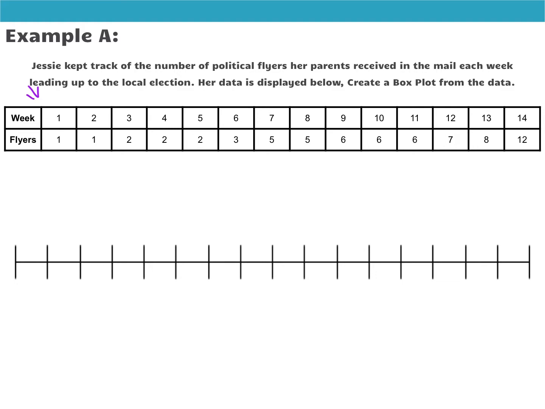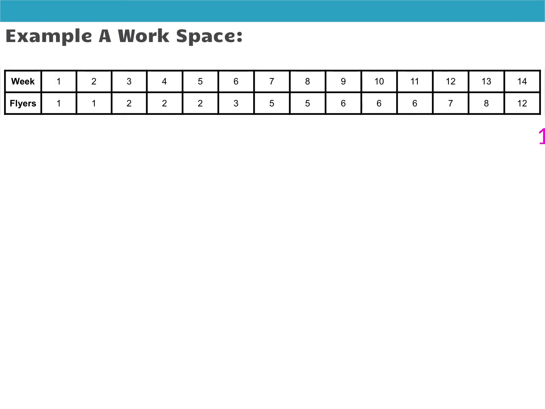So let's take a look at our workspace before we go back and forth between our plots to figure out some things that we need to know. Looking here at our workspace, the first thing that we need to do whenever we create a box plot is we have to put the data in order from least to greatest. So now let's use a little bit of magic.